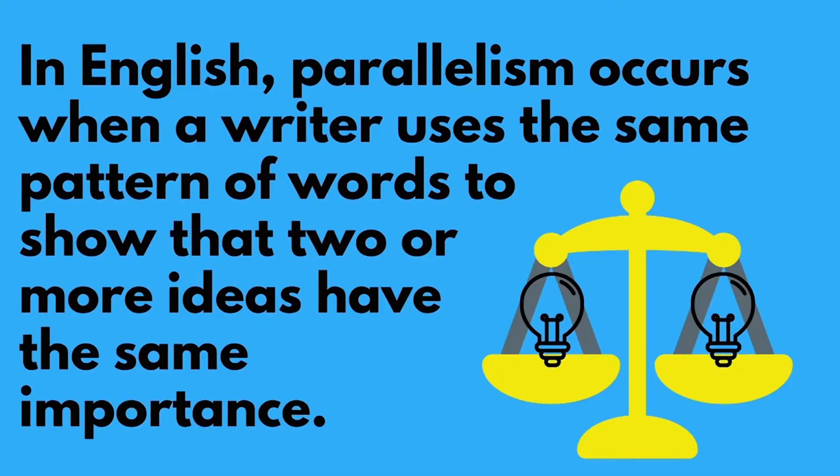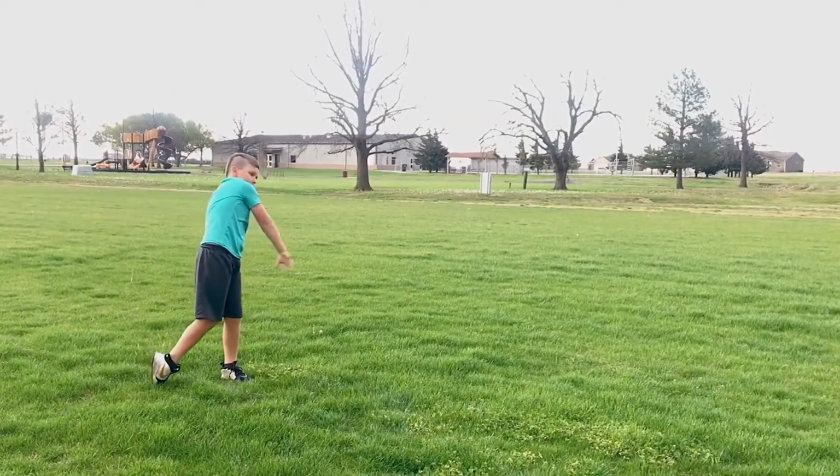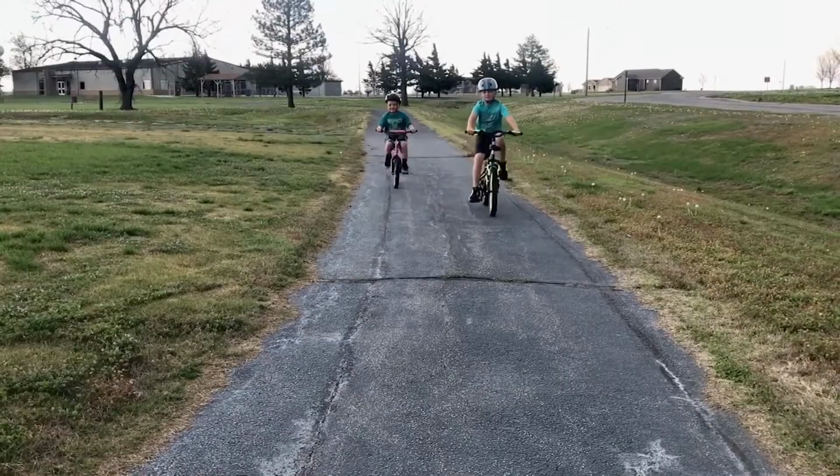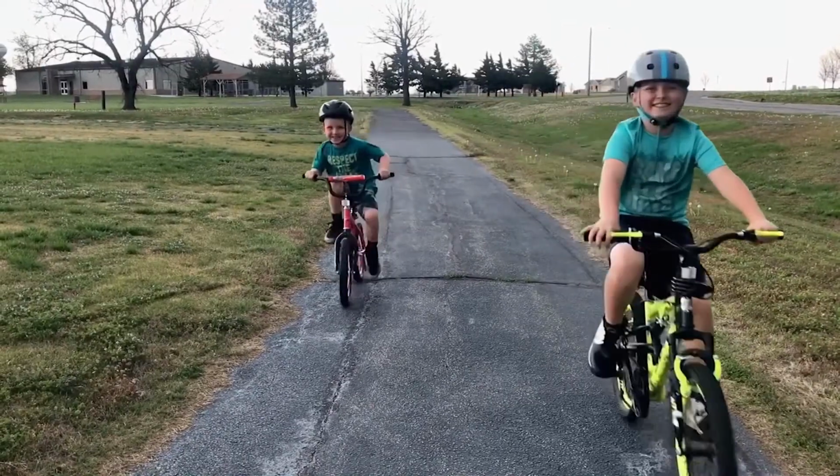So we know what this looks like in geometry, but what does it look like in English? In English, parallelism occurs when a writer uses the same pattern of words to show that 2 or more ideas have the same importance. So let's start with a sample sentence. I enjoy throwing footballs, hitting baseballs, and bike rides around town.